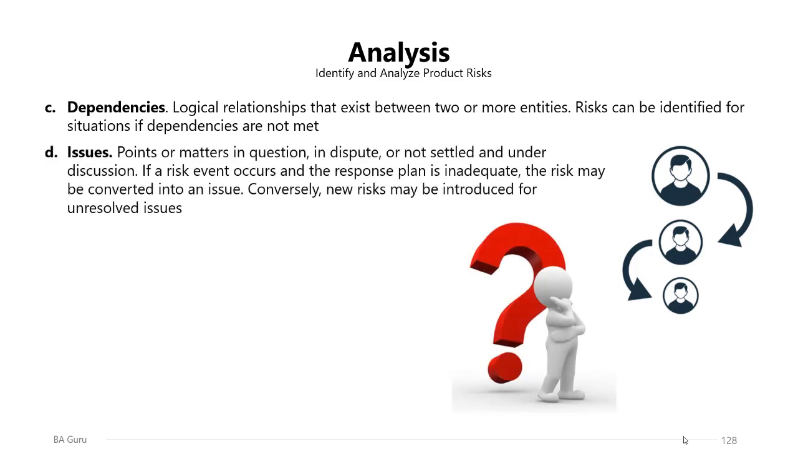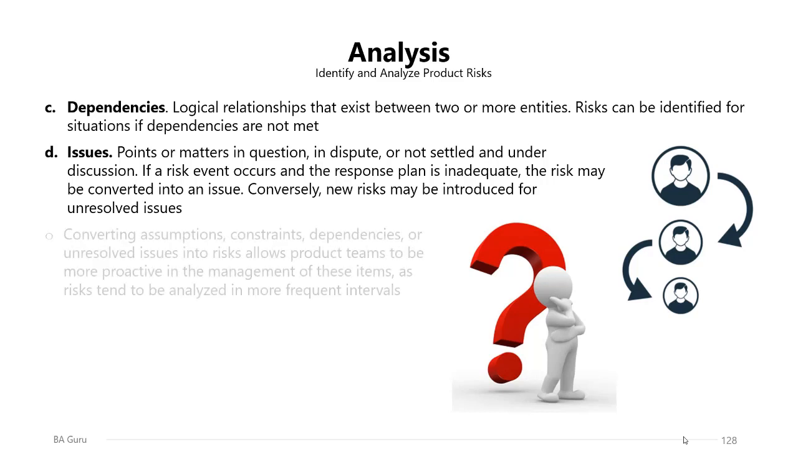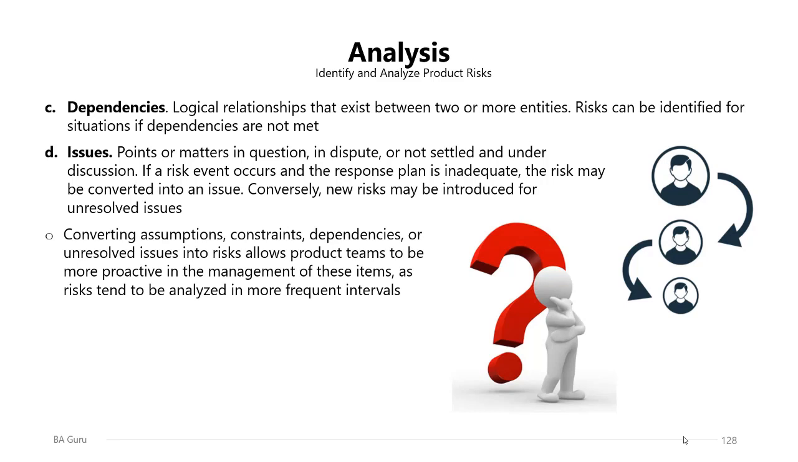And finally, the issues, points or matters in question, in dispute or not settled and under discussion. If a risk event occurs and the response plan is inadequate, the risk may be converted into an issue. Conversely, new risks may be introduced for unresolved issues. So there is a strong connection between risks and issues in business analysis and in project management. Converting assumptions, constraints, dependencies, or unresolved issues into risk allows product teams to be more proactive in the management of these items, as risks tend to be analyzed in more frequent intervals.